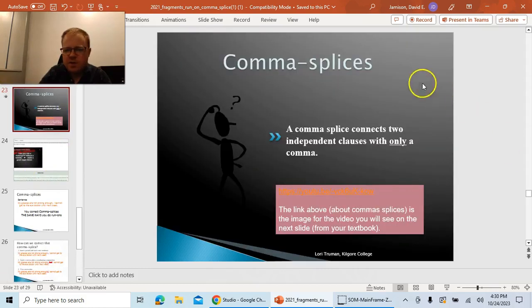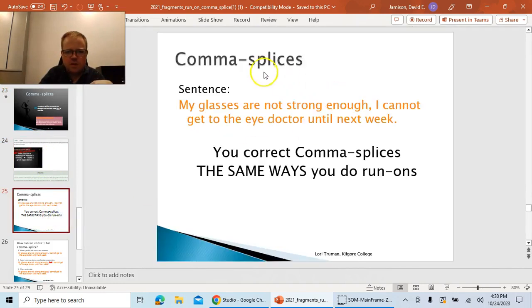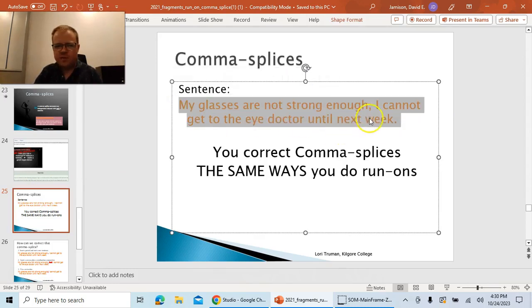Okay, and finally, comma splices. Comma splices connect two independent clauses with only a comma. That's the same thing as a run-on, but you're using a comma instead of nothing. There's a YouTube video that probably doesn't work still. Sentence: My glasses are not strong enough, I cannot get to my eye doctor until next week. If you're reading through, it might feel like this is punctuated correctly because it does have a piece of punctuation, but it needs to be a period here instead of a comma, or it needs to be something else. It needs to have a conjunction just like the other one, or it needs to have a semicolon.